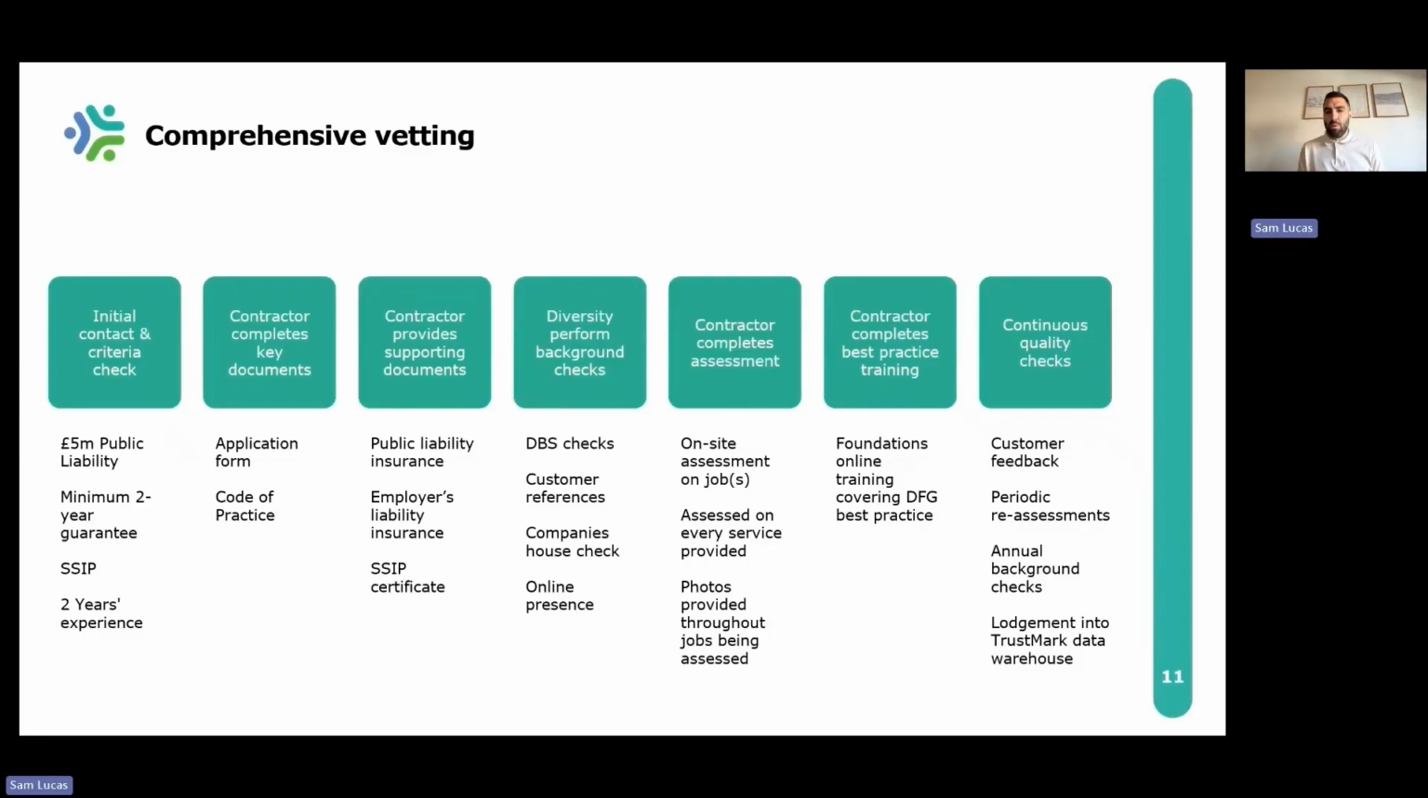And then it's not just about onboarding. When they're members, we continue to carry out quality checks, whether that's customer feedback, periodic reassessments, annual background checks, and just looking at data that we're storing across all of those jobs. Our dedicated team here will be a point of contact and continue to look at contractor quality, but also act as customer service for the tenant, for landlords, for local authorities, for housing providers, for contractors, etc.